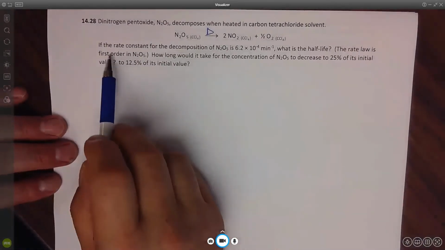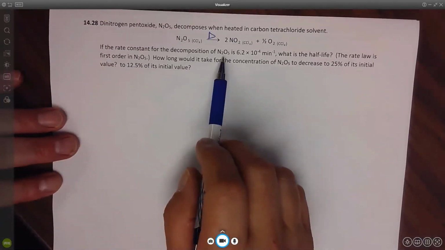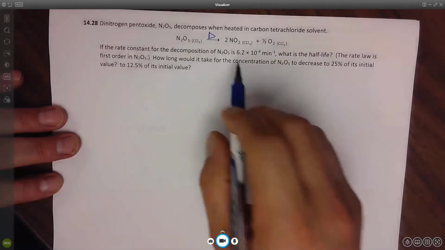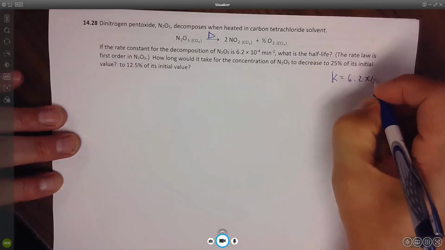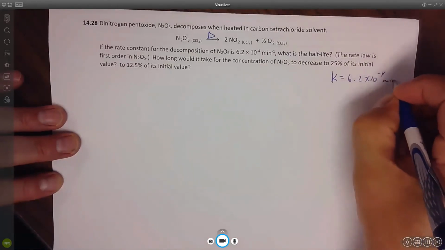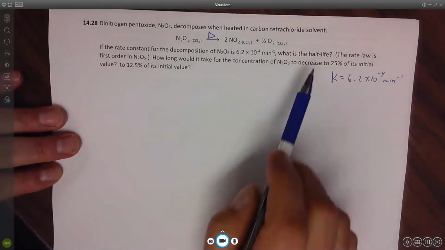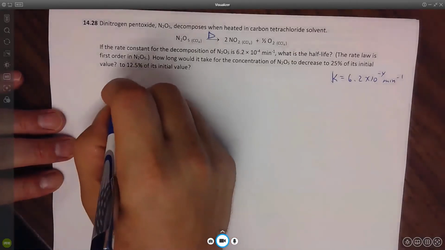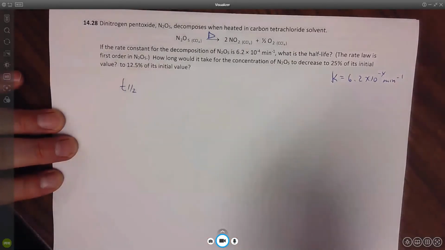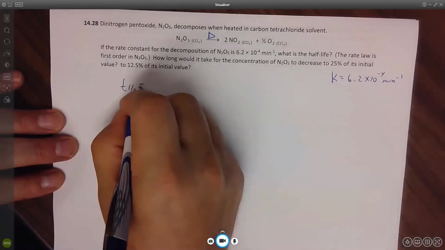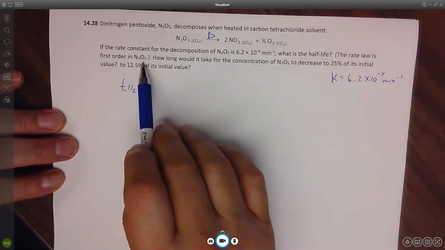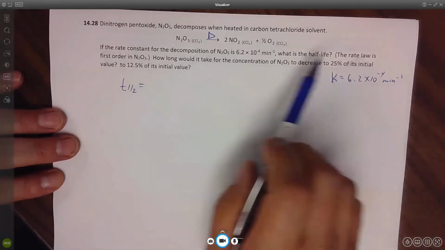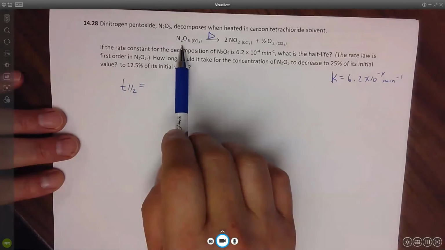So if the rate constant for the decomposition of N2O5 is, it's telling us that the rate constant is 6.2 times 10 to the -4 per minute. What is the half-life? So we are looking for the half-life. It says the rate law is first order in N2O5. So if the rate law is first order in N2O5, what's the order of the overall rate law?